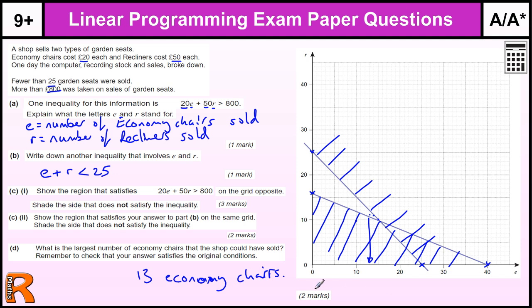And there we go. And there was 2 marks for that. You could get 1 mark if you just picked any point that was in this region, but there's 2 marks for getting that particular one, which is 13.